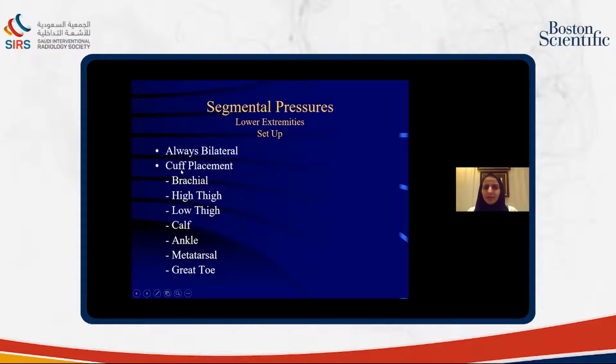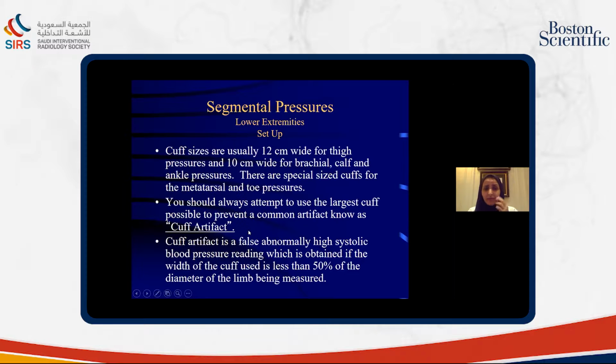Always bilateral. We use cuffs placed on the brachial artery, bilateral, and high thigh, low thigh, at the calf, at the ankle, metatarsal, and greater toe, on bilateral extremities. Cuff sizes are usually 20 centimeters wide for the thigh and 10 centimeters wide for brachial, calf, and ankle pressure. And there are special cuffs for the toe and the metatarsal also.